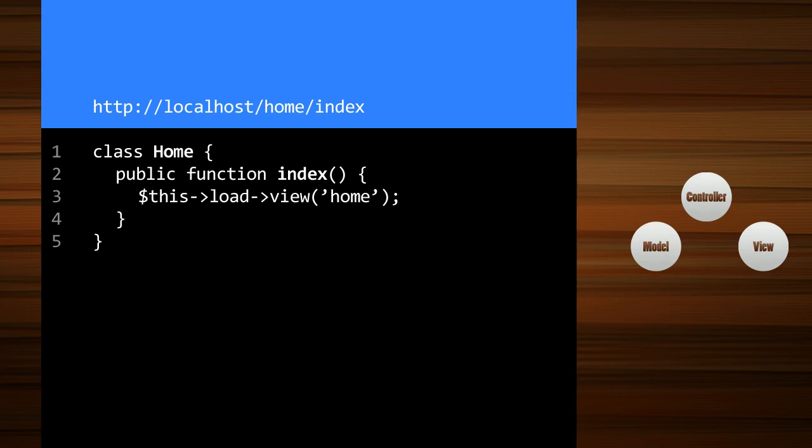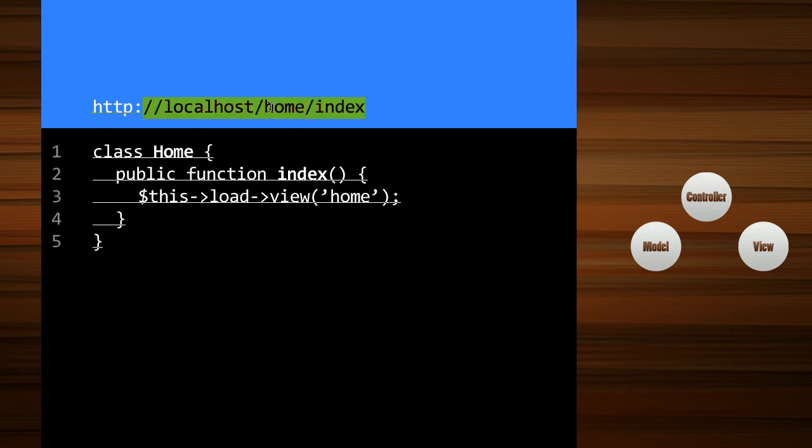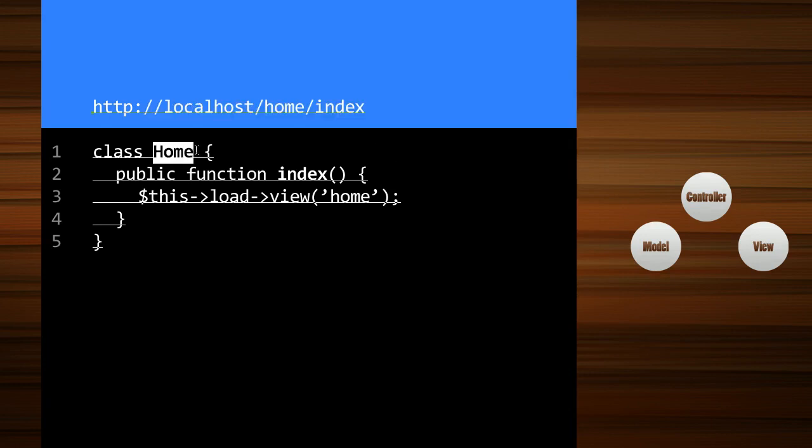Here's one that loads the home page. Now I included /index just so that you can see it. By default, CodeIgniter will load index if you don't provide it. So you don't always have to provide a method. I'll just leave it here though. So we're loading the home controller. We load the class home, and then it's the index method, so index. And in this one we're loading a view.